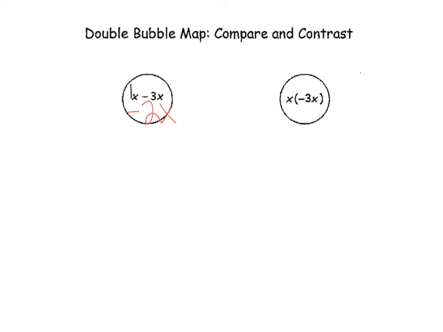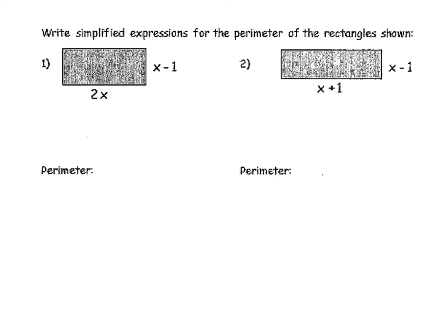Next one, it's a multiplication problem. X times negative 3x. What would that get me? Squared. Perfect. Negative 3x squared. Good. Okay. So going straight into it.